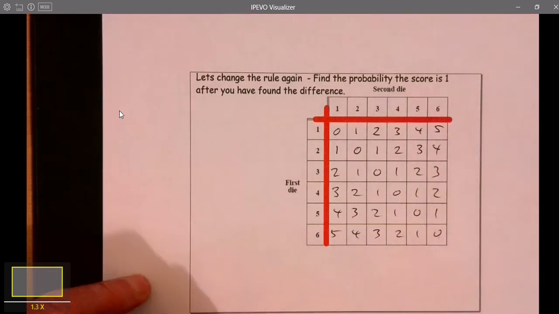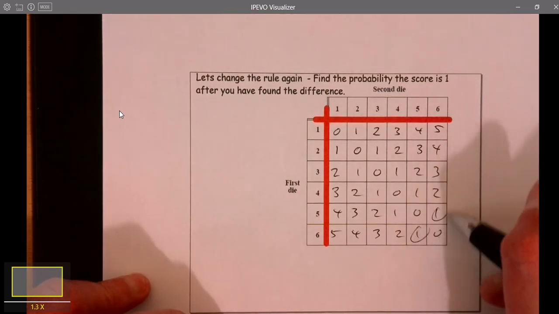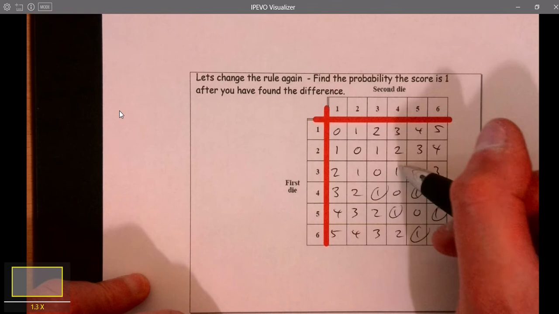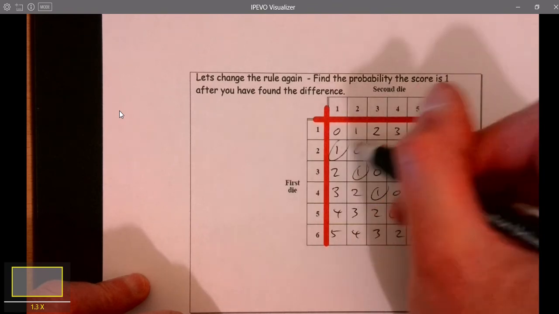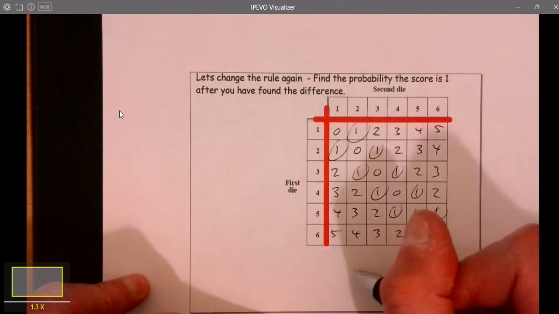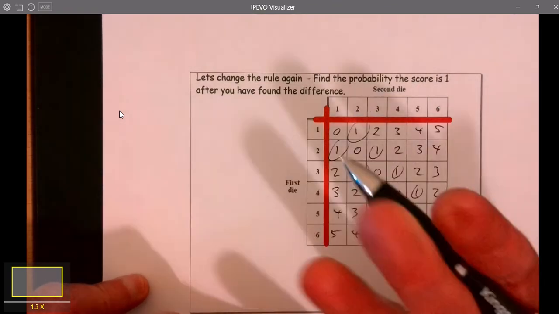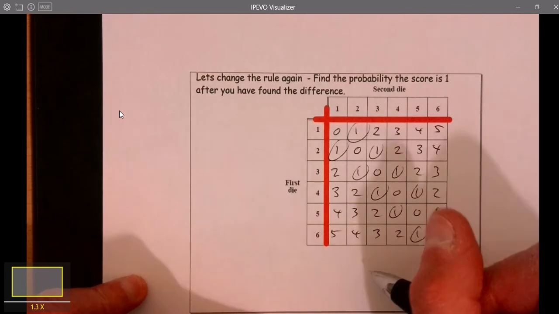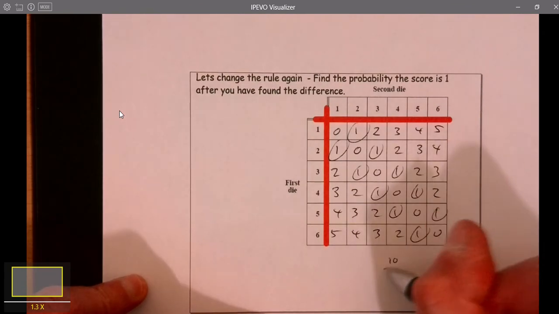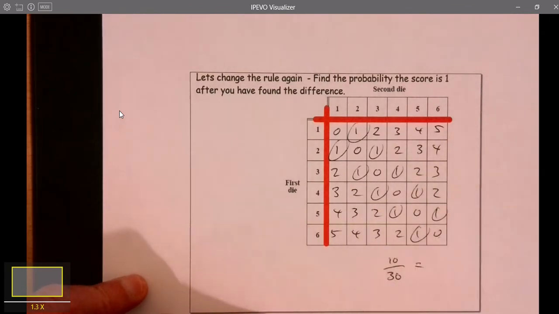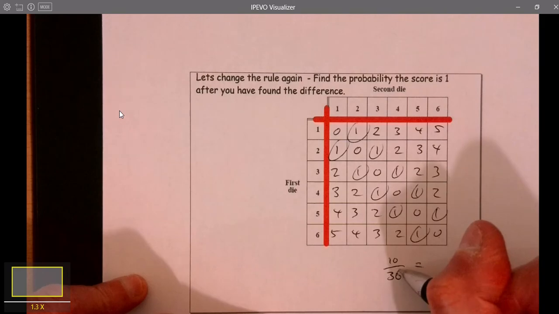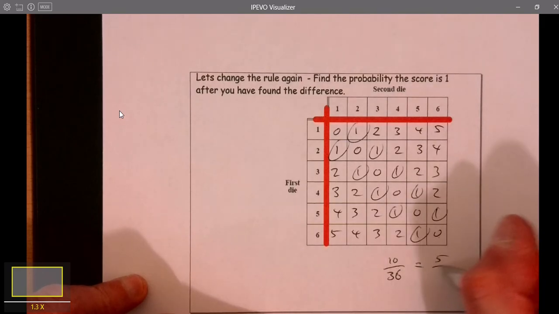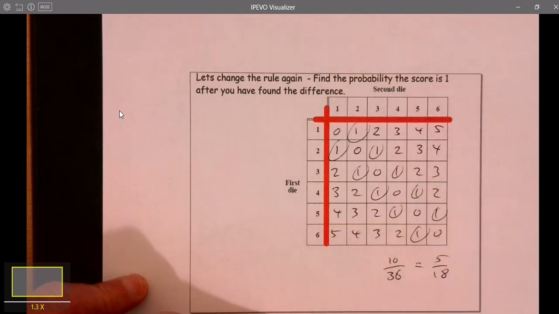How many times do I get a 1? 1, 2, 3, 4, 5, 6, 7, 8, 9, 10. So the answer to getting a score of 1, if you're just trying to find the difference, is going to be 10 over 36. They're both even numbers, so that's 5 over 18. All right, there we go.